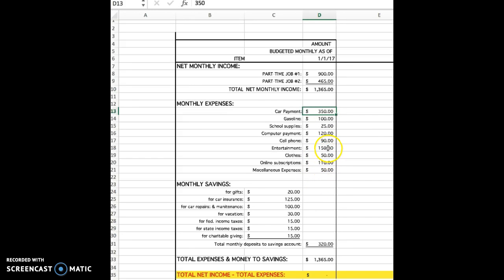Where did we come up with 150 for entertainment? Where did we come up with 50 for clothes, and so on? So we'll talk about more detail regarding the budget as we go through this. We're going to be using this to start the discussion, and we're going to be adding to this budget in the next couple of days.